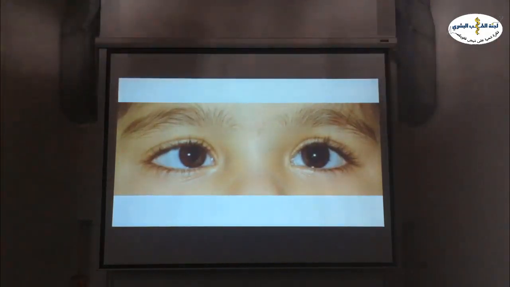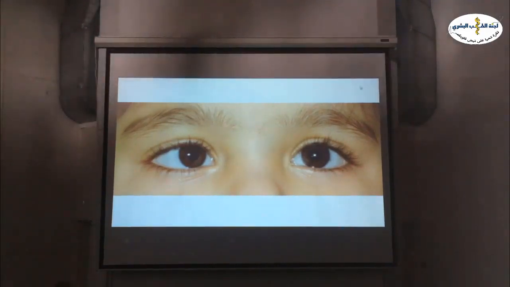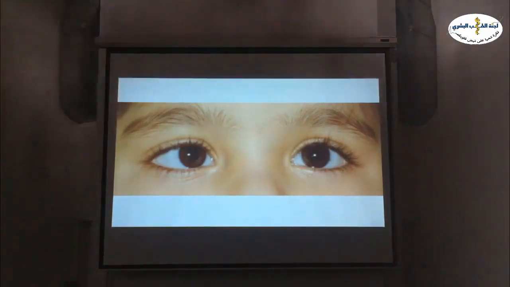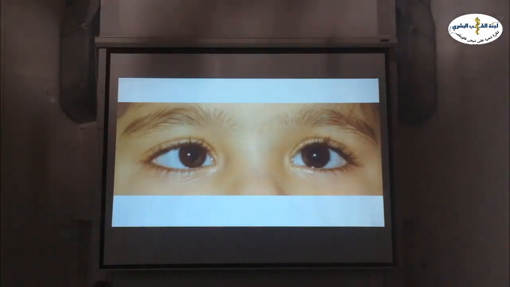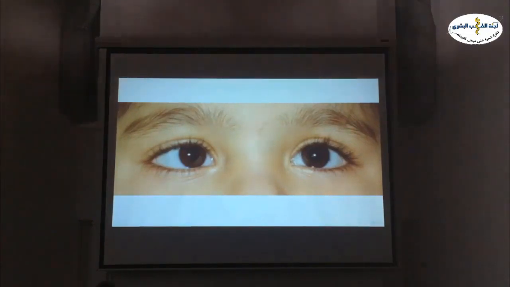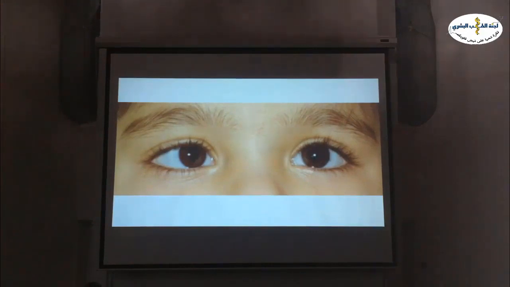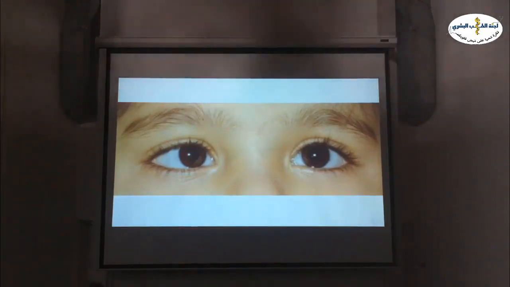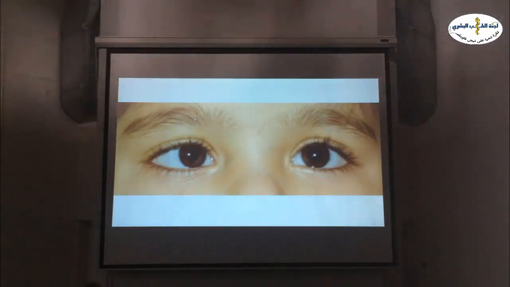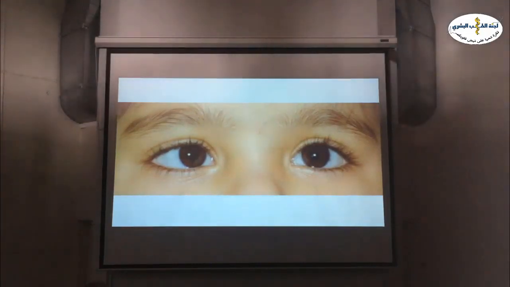Squint or strabismus. If we look at this young person, are both eyes in the same position? The answer is no. If we look at this spot of light, it's in the center of the pupil. If we look here, it is not in the center of the pupil. It's at the margin of the iris. Therefore, there is a problem.